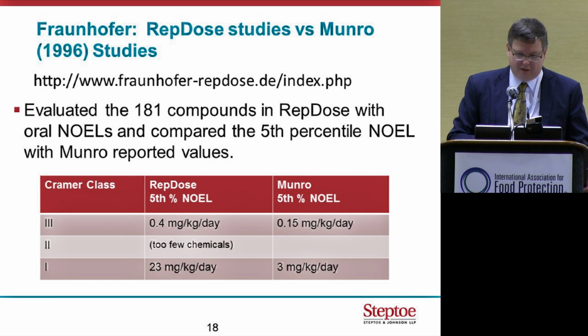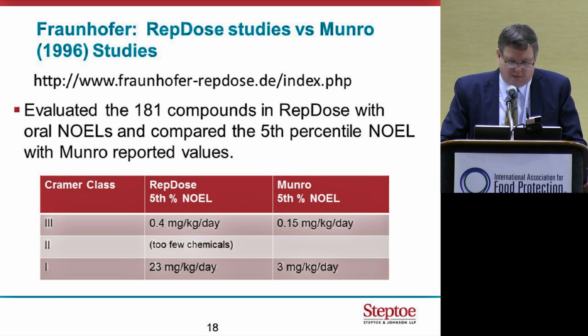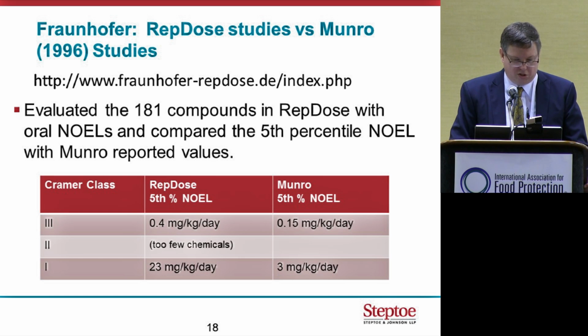That's usually where I stop in this talk, but I wanted to mention that since 2004, a number of groups have challenged the assumption that the Munro database, and for that matter the CPDB database, represented the world of chemicals. One such analysis was by the Fraunhofer group. They determined that the Munro 5th percentile NOEL was conservative, as well as for class 3 and class 1. Too few chemicals to make a determination in class 2.